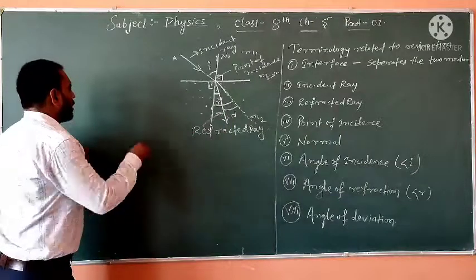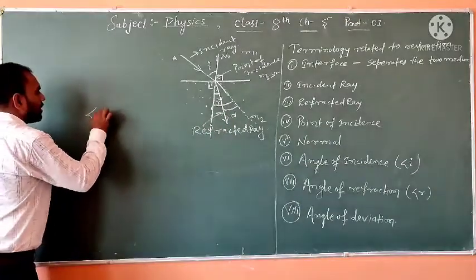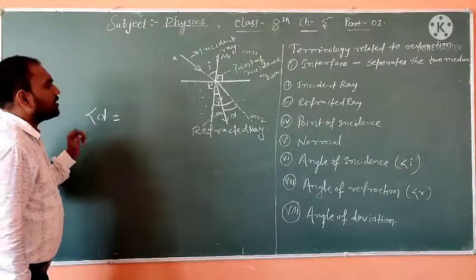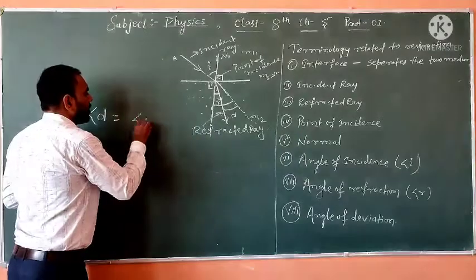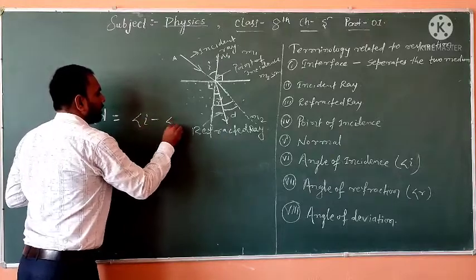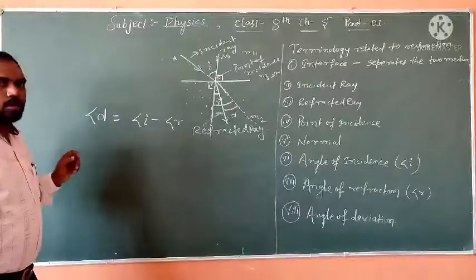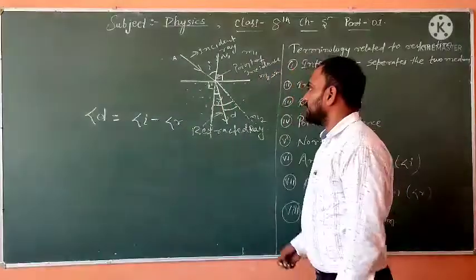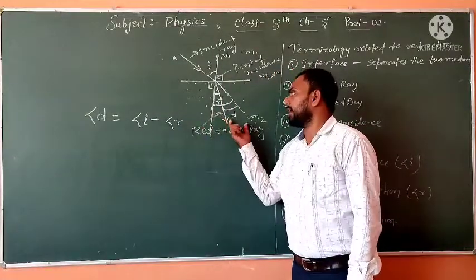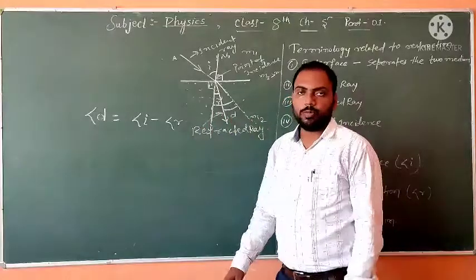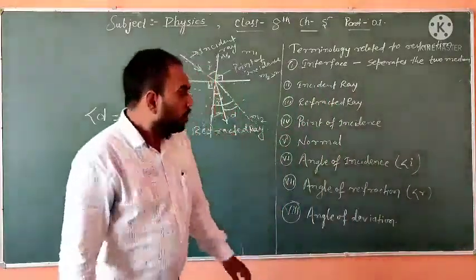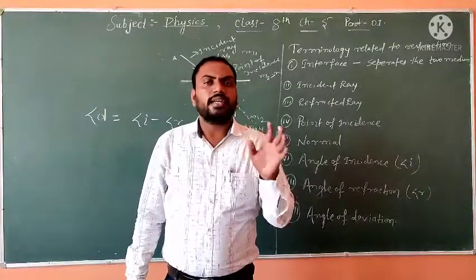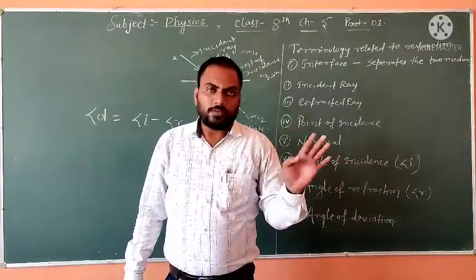How do we find the angle of deviation? Angle of deviation is equal to angle of incidence minus angle of refraction. Then you will be able to find the angle of deviation. I hope you understand here. So this is how we have completed the terminology related to refraction.